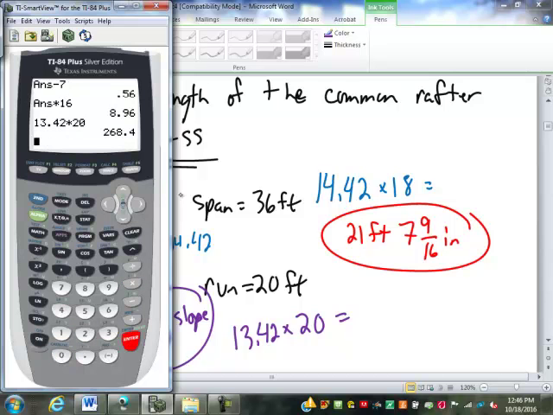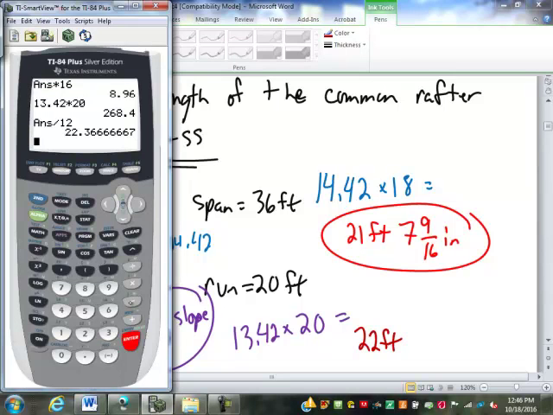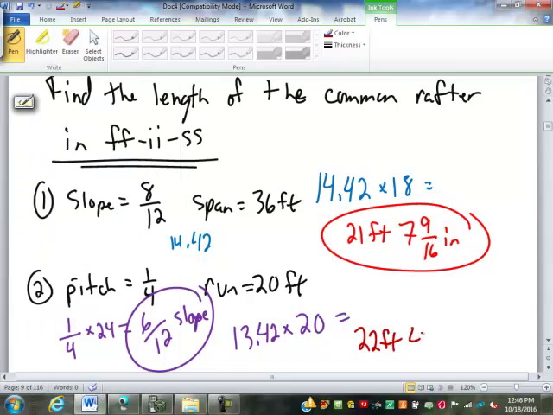So 13.42 times 20, 268.4. What are we going to do with that? Divide by 12. 22.366666. That's 22 feet. Then what do we do? Subtract 22. Times 12, put it back into inches. 4.4, so it's 4 inches.